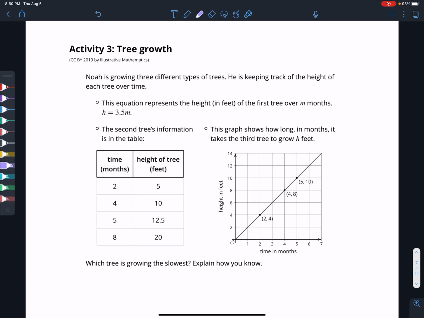Well, I'm going to do this first. I'm going to call this one purple, I'm going to call this one blue, and I'm going to call this one green. So all 3 of these things represent different trees in different ways.